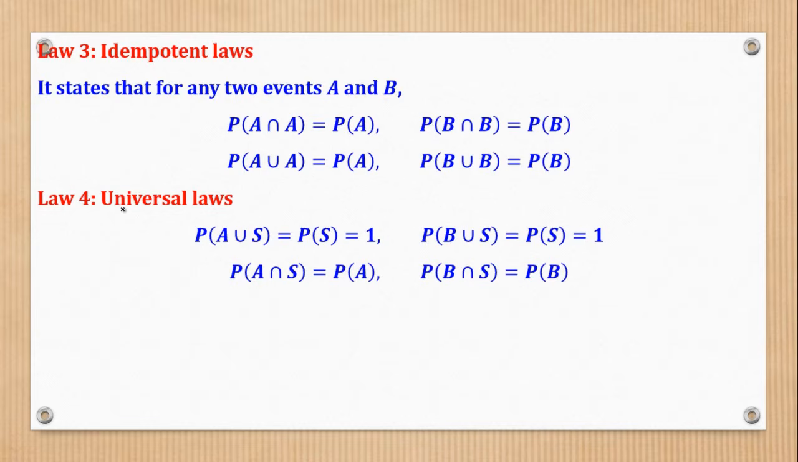Then law number 4 is what we call the universal law. Remember we said S is the sample space, so an event union the sample space gives you that sample space, which is equal to 1, while an event intersection the sample space gives you that very event. That is the difference. For union it is the sample space, for intersection it is the event.